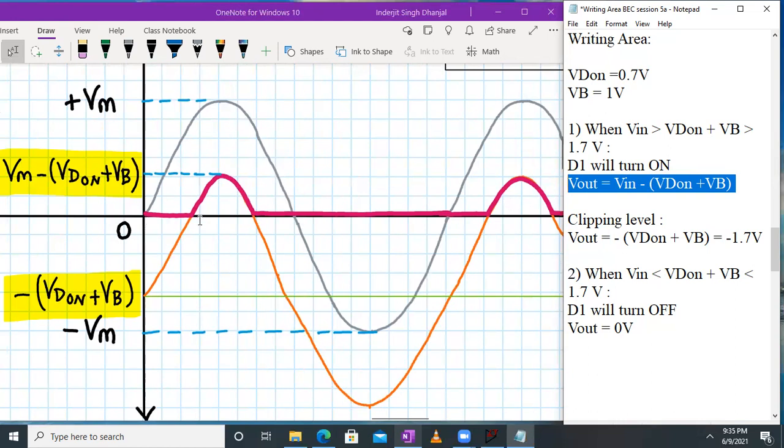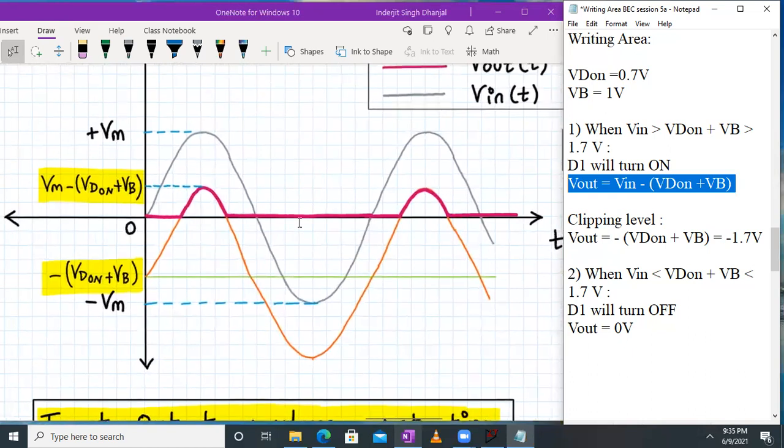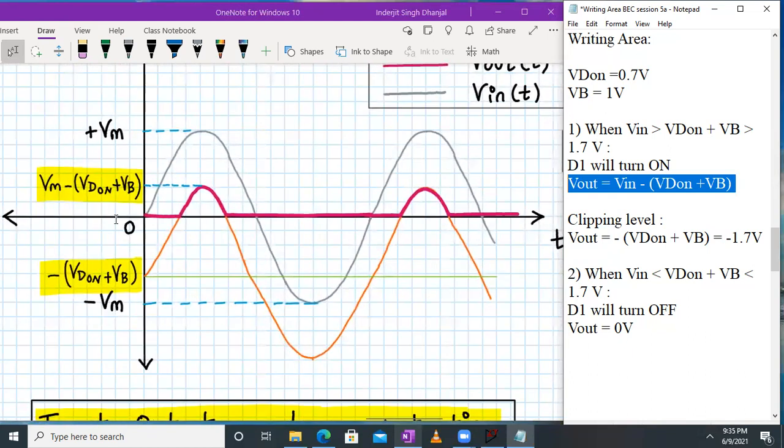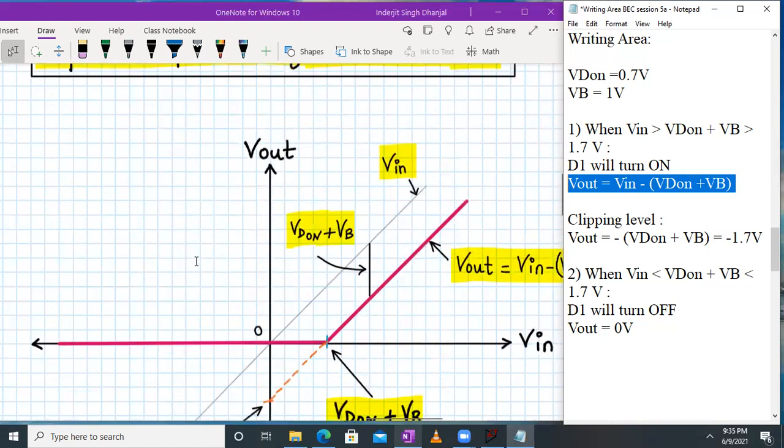Okay. Whenever the stacking level goes to negative value, the output goes to 0. Here it is. So that's how you draw this waveform. I hope you have followed. Okay. So next comes the transfer characteristics.